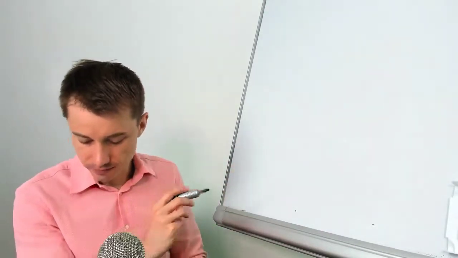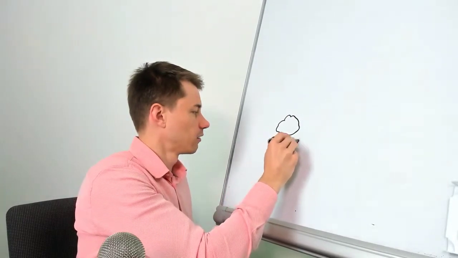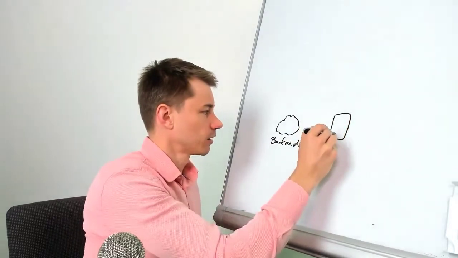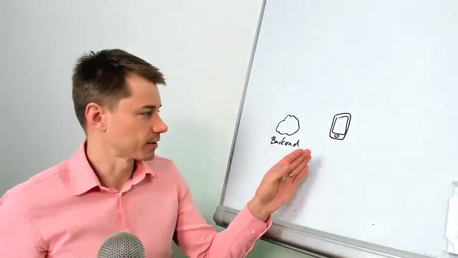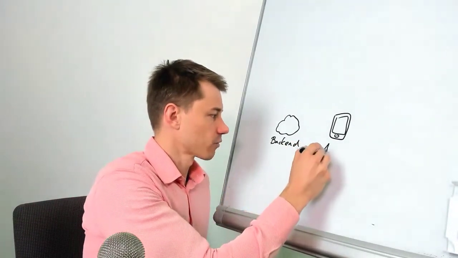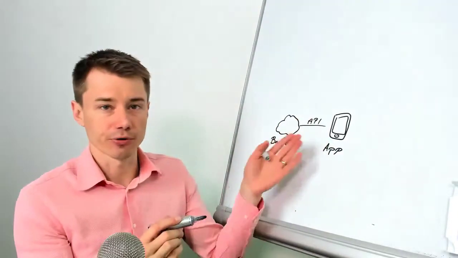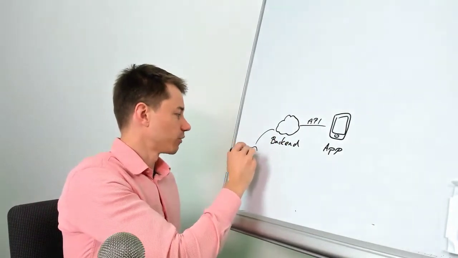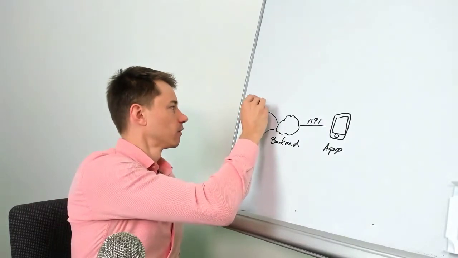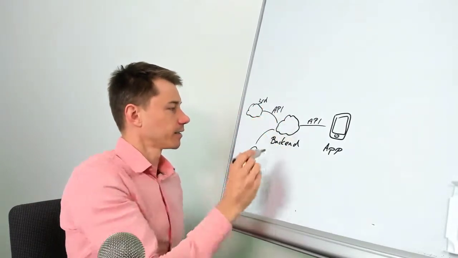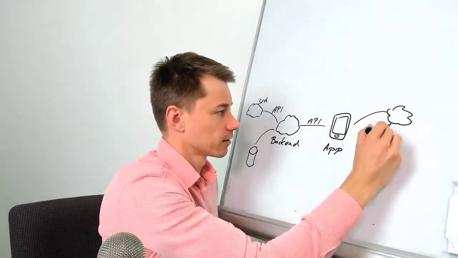So how could I draw it like this? Okay. So here is backend. So here is a mobile application. Although iPhones don't have this button here anymore, but it's a nice emoji-like icon. So say this is an application, right? And they communicate through some API, application programming interface. And then the backend communicates with a database and third-party service through an API again.